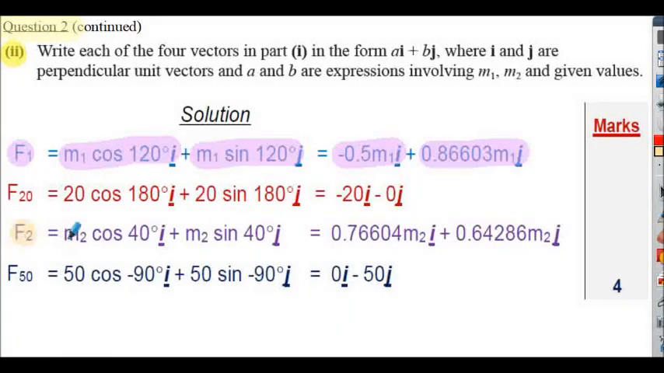F2 is associated with m2. Again, our values are stated here. It's clear to see from the diagram that the force associated with the mass of 50 kilograms is a purely vertical, downward force, so that's why it's negative 50 here. And the force associated with the 20 kilogram mass is purely a horizontal force, shown here, from right to left, which is why it's negative. And notice I'm using masses here.